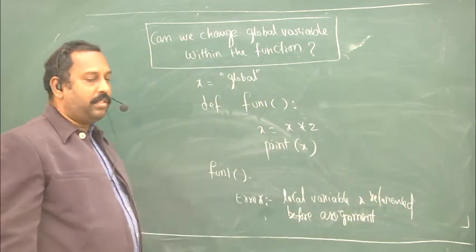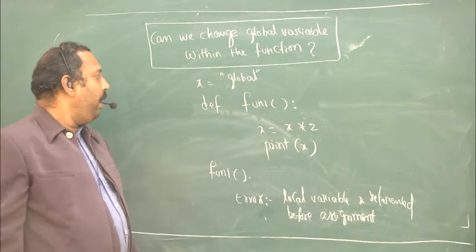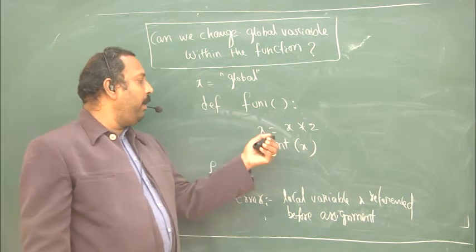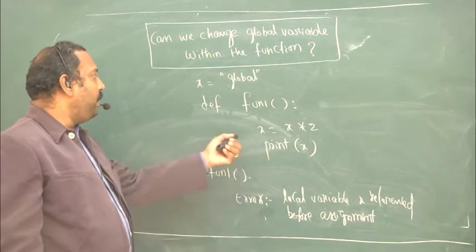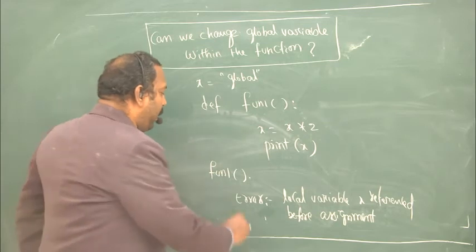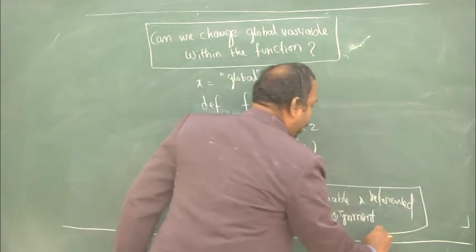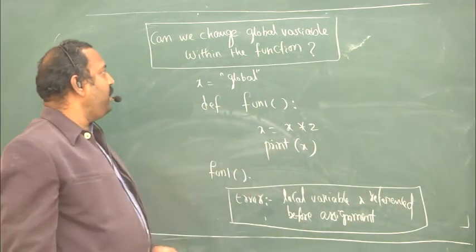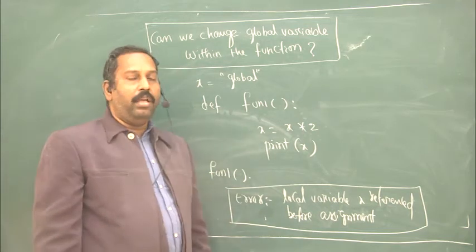So local variable x is referenced before assignment. Before assignment it has to be referred, but it is not available. That's why you will get this particular error. So you cannot change the global variable within the function.